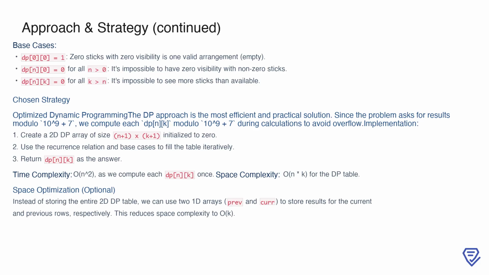To further optimize space, we can use two 1D arrays, previous and cur, to store results for the current and previous rows, reducing the space complexity to O(k).